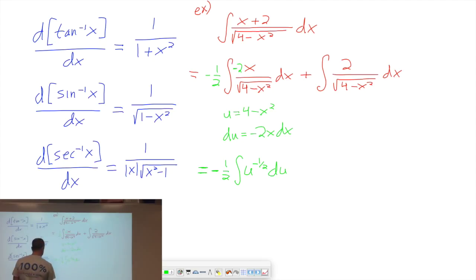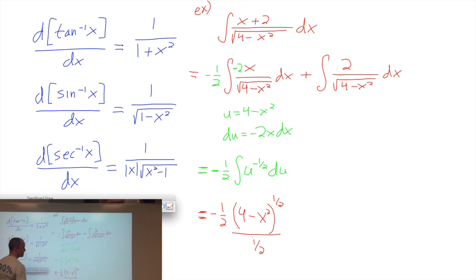This is a straightforward power rule situation. I'm going to go back to writing it without the u, but with the original notation. The power rule says add 1 to your exponent: negative 1/2 plus 1 is positive 1/2. The inside function doesn't change. My u was 4 minus x squared. And divide the whole thing by your new exponent.